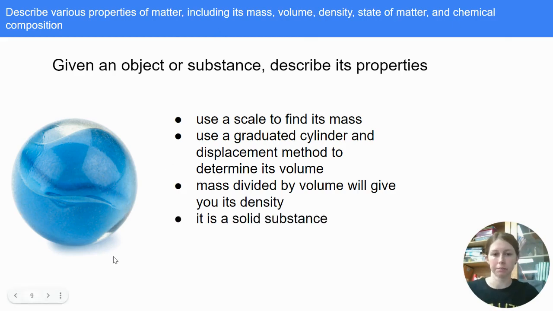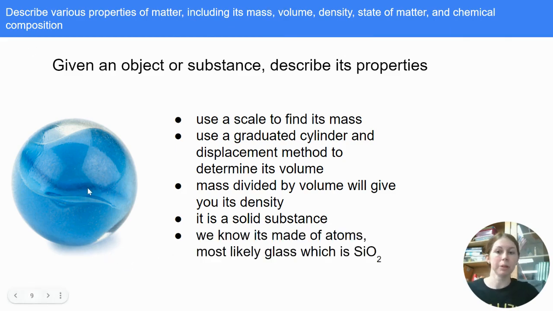It is a solid. And then finally, the chemical composition. You might not know this, but it's probably made of glass. Most marbles are made of glass, which, if we do some research, is silicon dioxide. So it's glass. We just described the marble by using all of those different properties, and that's what you need to be able to do after this lesson is completed.